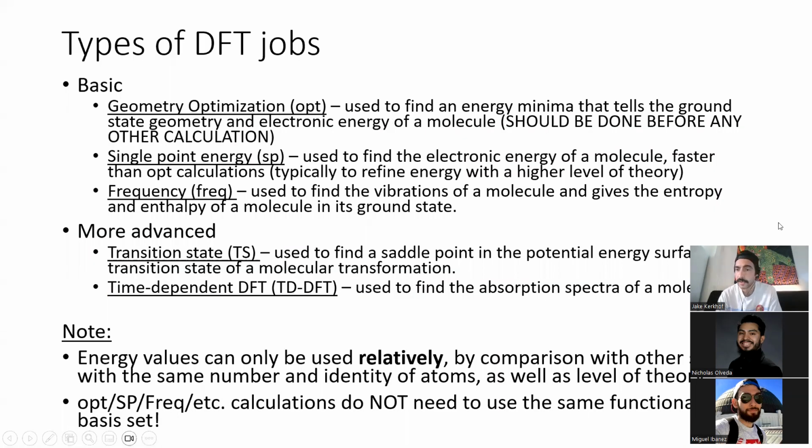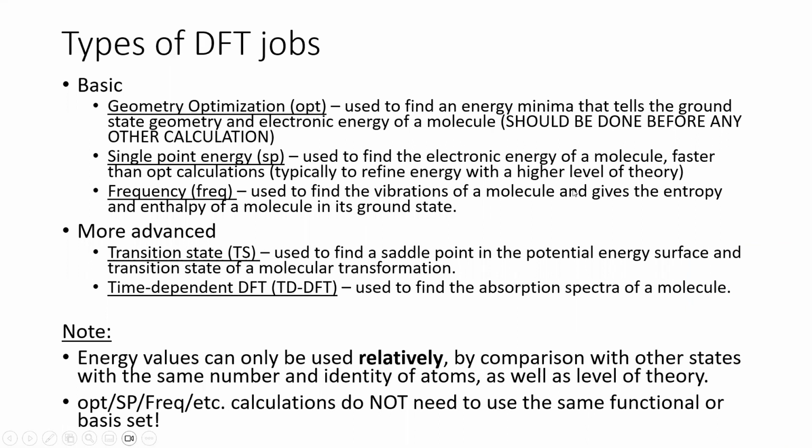So there are three major, or three very common, types of density functional theory jobs. The geometry optimization, which is used to find the optimized geometry of the molecule based on electronic structure, not just atomic forces. And anytime you do any type of calculation, this should be the first step you do: a geometry optimization first. And then once you have your optimized geometry, you can do more advanced things like single point energy, frequency calculations, and even other things like the transition state and time dependent DFT, or TD-DFT, and other things.